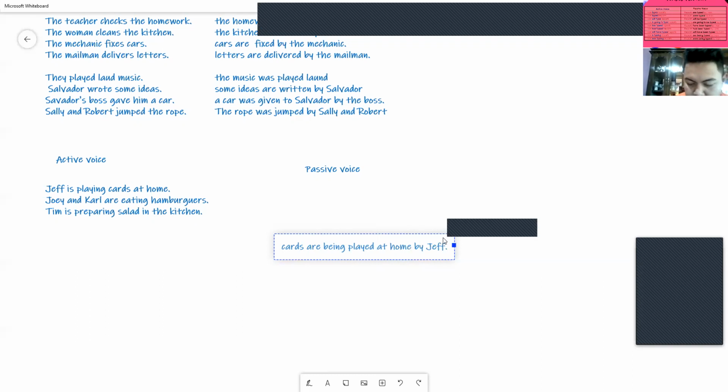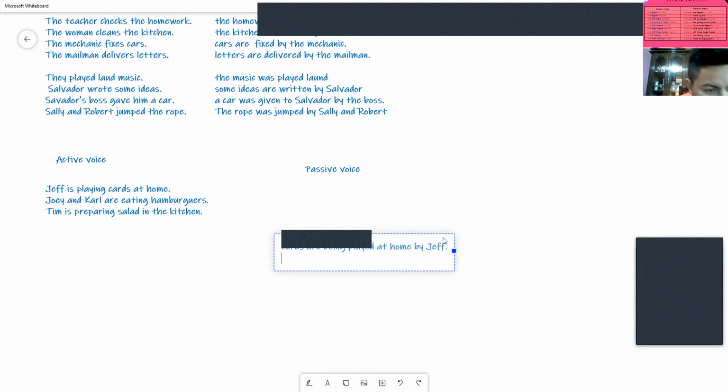Okay, excellent. The next. We are joined and the car are eating hamburgers. Entonces sería primero hamburgers. Ay, me comí una letra. Okay. Hamburgers. Hamburger.